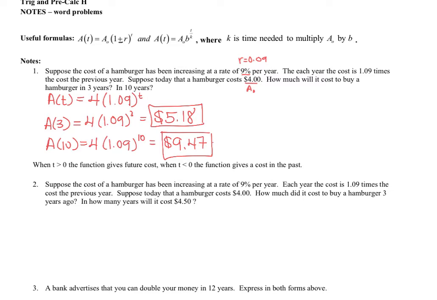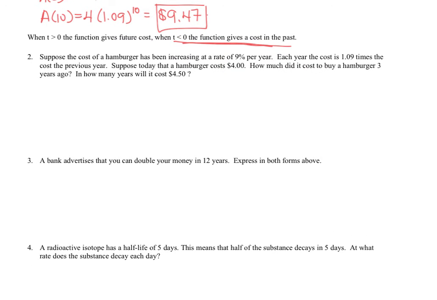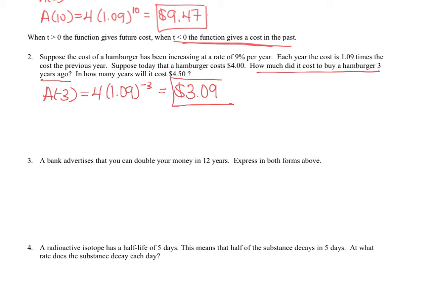If I ask for a past time, then we plug in a negative number. So in this next example, it's all the same information, but I'm asking you how much did it cost to buy a hamburger 3 years ago, and then I ask in how many years will it cost $4.50. So 3 years ago would be a t of negative 3. So that's 4 times 1.09 to the negative 3. So it should be less than my initial amount since the cost is increasing. And we get $3.09 3 years ago.